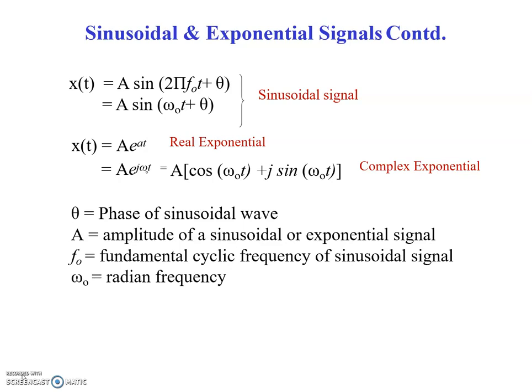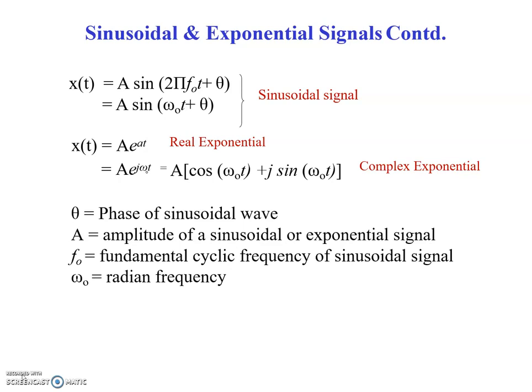Next, exponential signal. Here we have two types of exponential. One is a real exponential, another is a complex exponential. The real exponential mathematical equation is x of t equal to a into e power a t. Here a is the amplitude, a real number, and small a has two possibilities. When a is greater than 1, your exponential signal increases, it's a growing signal, and when a value is between 0 and 1, it's a decaying signal.